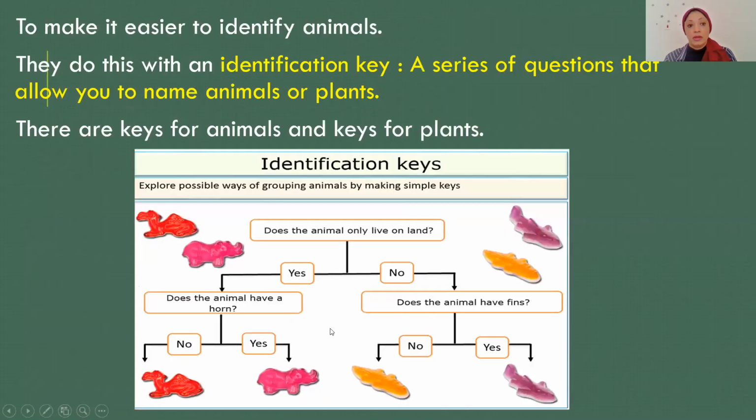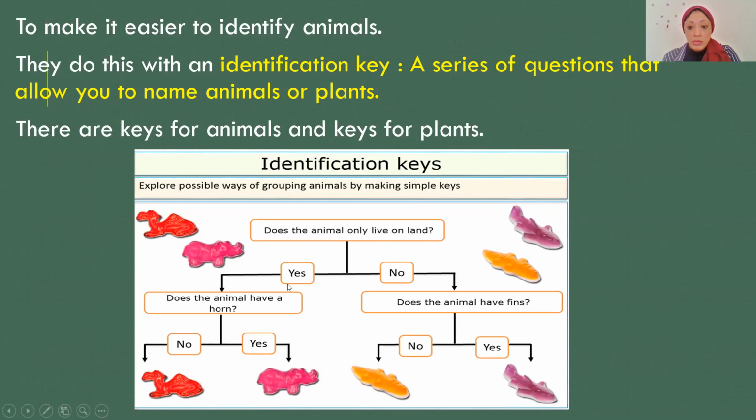Okay. To make it easier to identify animals, we use an identification key. What is an identification key? It is a series of questions that allow you to name animals or plants. So this key helps you, through a series of questions, to know at the end which animal or which plant I'm talking about. There are keys for animals and keys for plants. Let me show you here.